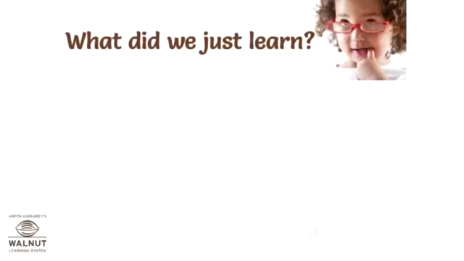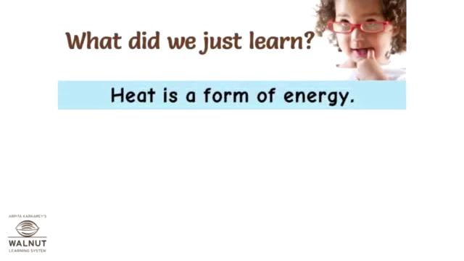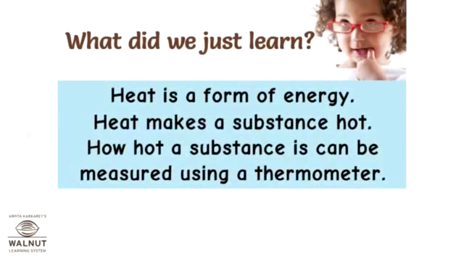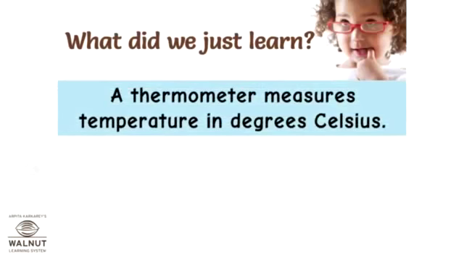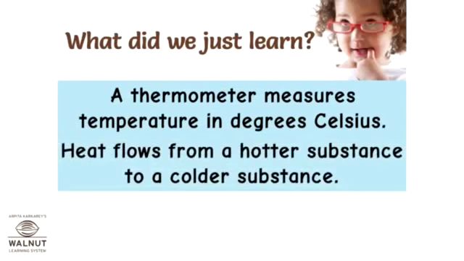What did we just learn? Heat is a form of energy. Heat makes a substance hot. How hot a substance is can be measured using a thermometer. A thermometer measures temperature in degrees Celsius. Heat flows from a hotter substance to a colder substance.